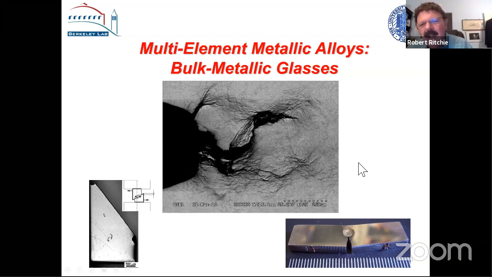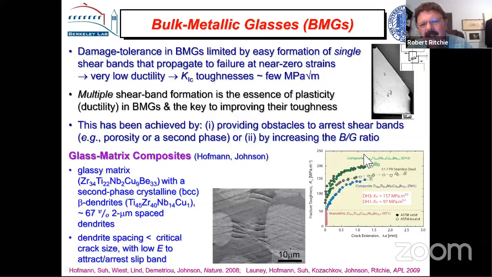So these materials have the potential for being remarkably tough, but they tend to form single shear bands. A lot of glasses, as you might expect, have virtually zero ductility. As soon as you pull them, you form a shear band, it zips across the sample, and you've got a toughness in the range of 1 to 5 or something like that. So that's the curse of these metallic glasses. They have this single shear band problem.